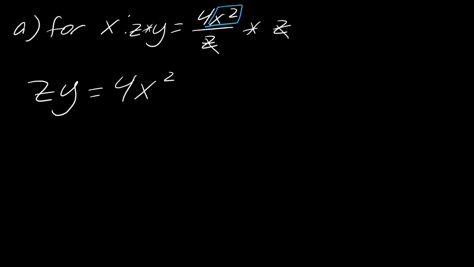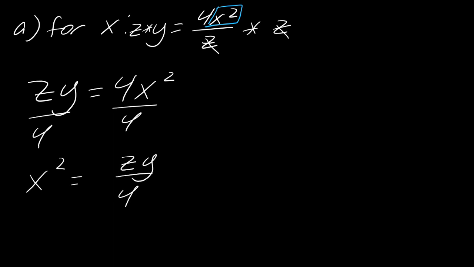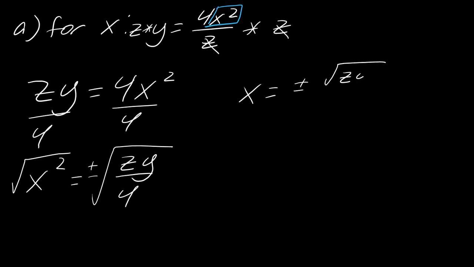I still want to get the x squared by itself, so the next thing I'll do is divide both sides by 4, and now I have x squared equals zy over 4. Okay, so now to solve for x, I want to take the square root of both sides. But in doing that, I'm using the square root property, so I actually need to put a plus or minus in front of my square root. So this will become x equals plus or minus the square root of zy over the square root of 4.